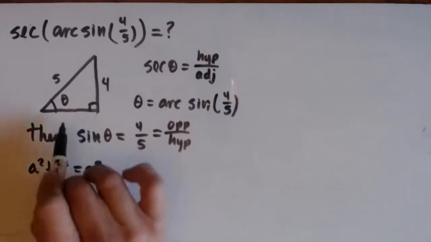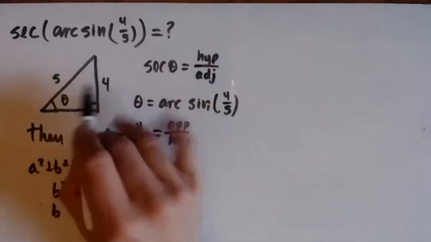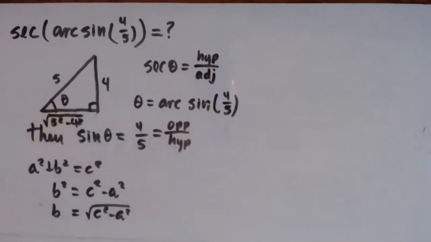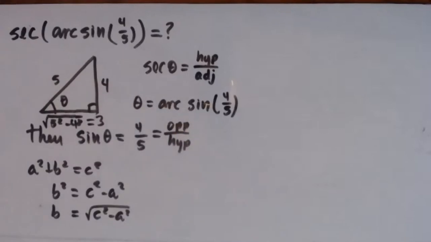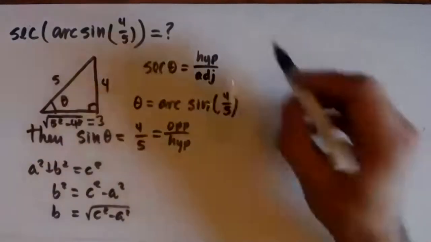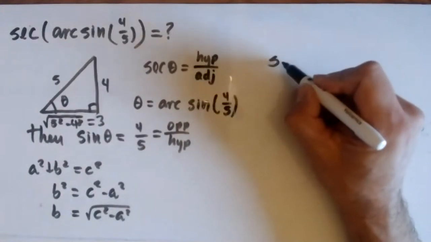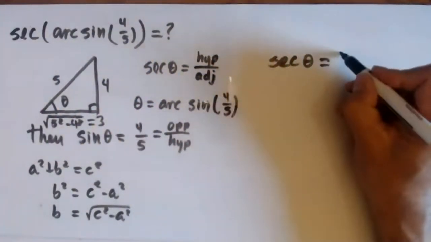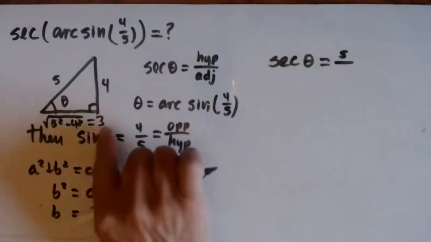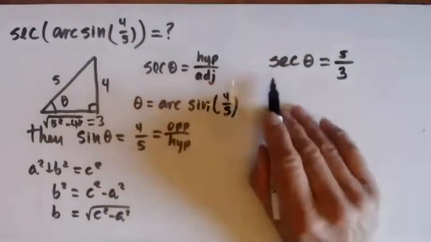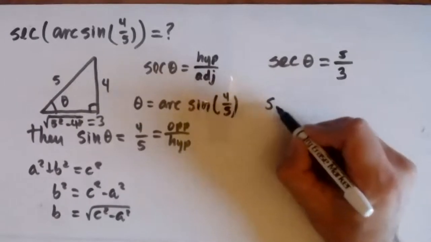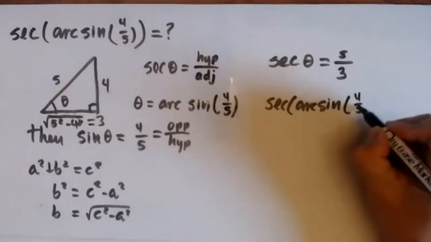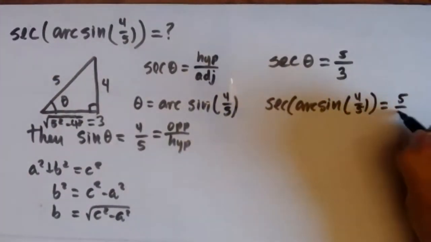Well, I'm going to do the same here. This is 5 squared minus 4 squared. And you know that this is 3. So my adjacent is 3. Use that value. Secant of the angle is hypotenuse over adjacent. Well, the hypotenuse is 5. The adjacent is 3. So the secant of the angle is 5/3. So the problem I have to solve, secant of the arc sine of 4/5, is 5/3.